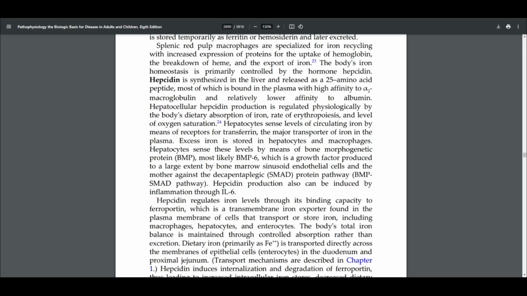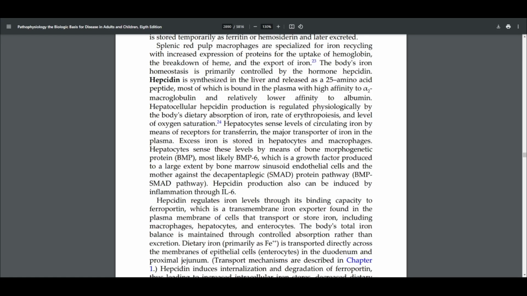The body's iron homeostasis is primarily controlled by the hormone hepcidin. Hepcidin is synthesized in the liver and released as a 25 amino acid peptide, most of which is bound in the plasma, with high affinity to alpha-2 macroglobulin and relatively lower affinity to albumin. Hepatocellular hepcidin production is regulated physiologically by the body's dietary absorption of iron, rate of erythropoiesis, and level of oxygen saturation.